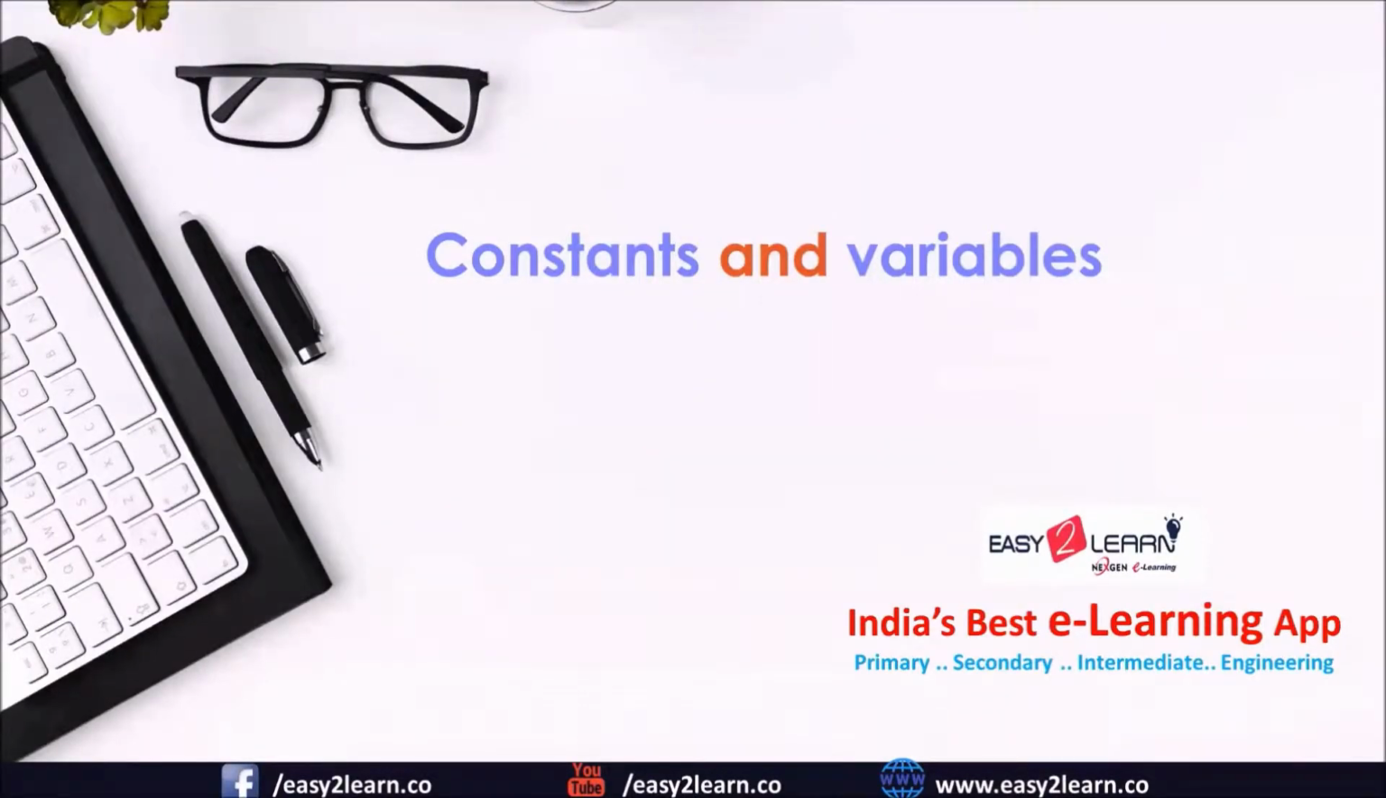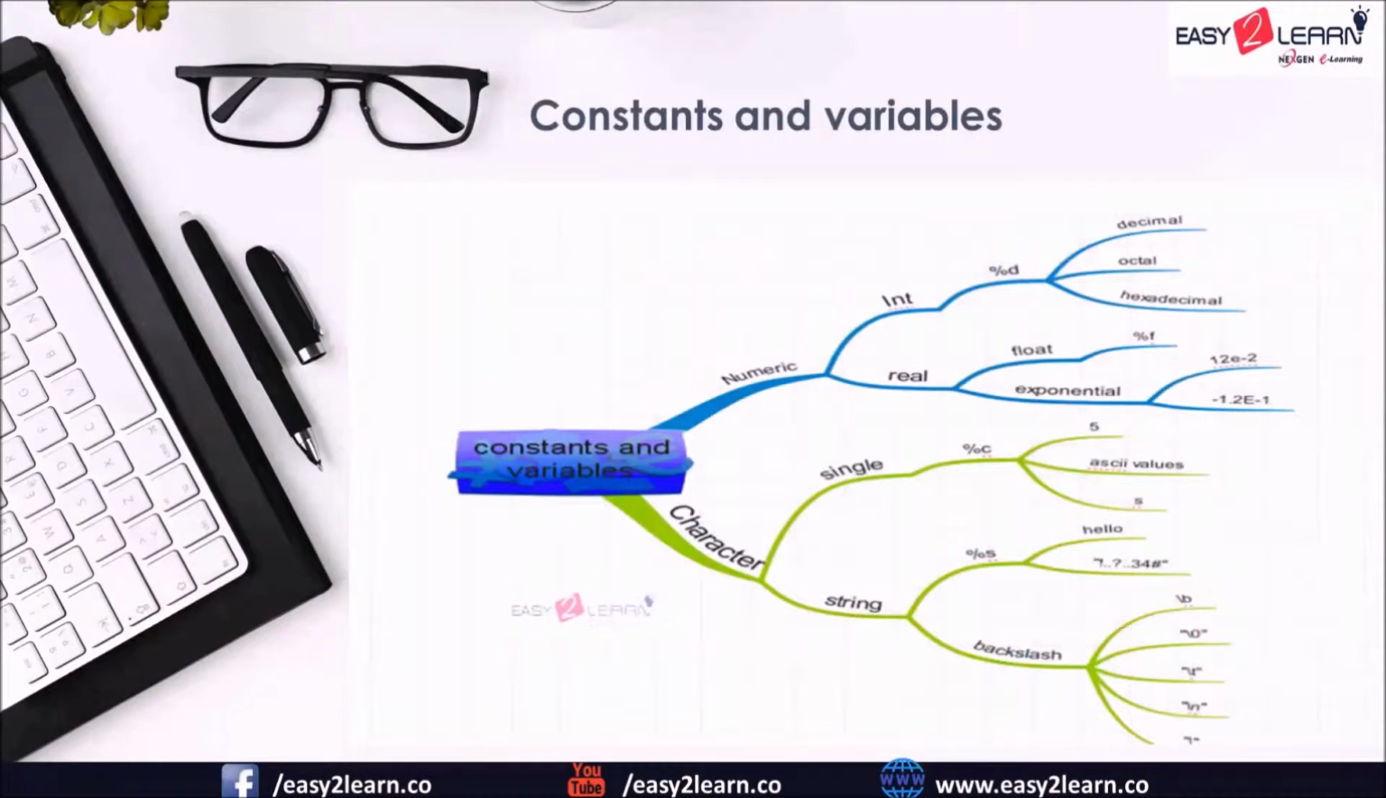Hi, in this video, we'll be learning about constants and variables. Here is a mind map diagram of constants and variables. We have different constants and variables divided into categories such as numeric and character. And we also have subcategories as shown in the diagram.